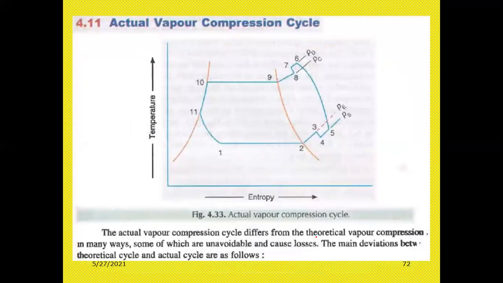Now we'll see the next topic, actual vapor compression cycle. What happens in the actual vapor compression cycle? Here, the cycle differs from the theoretical vapor compression cycle. The actual compression cycle differs from the theoretical one because of unavoidable losses.